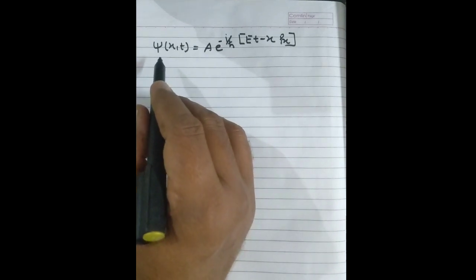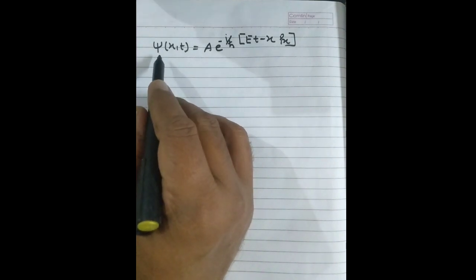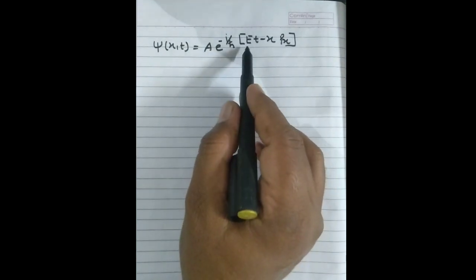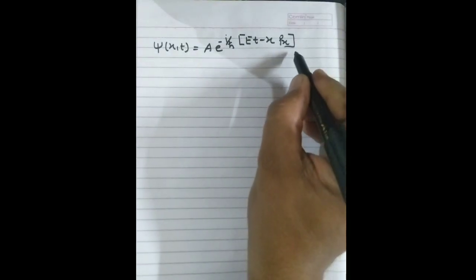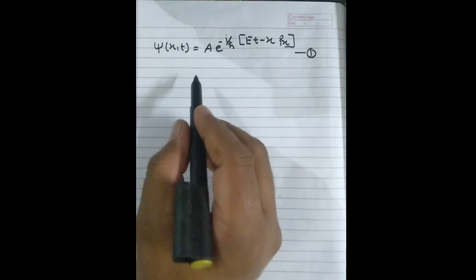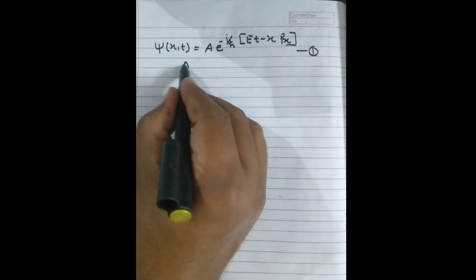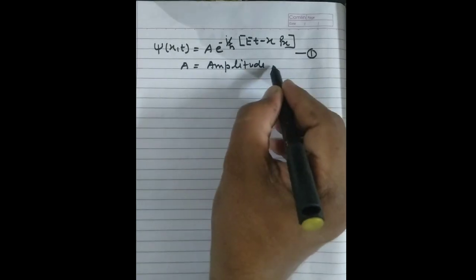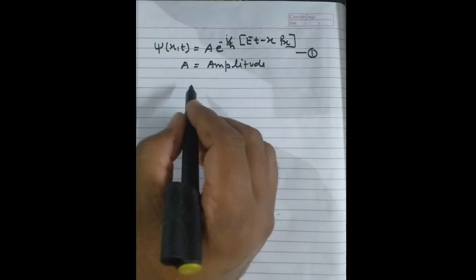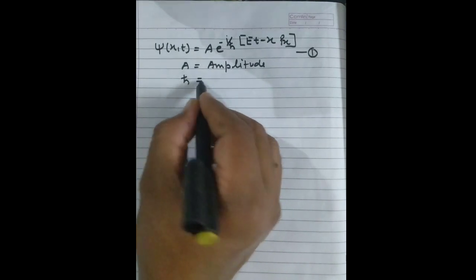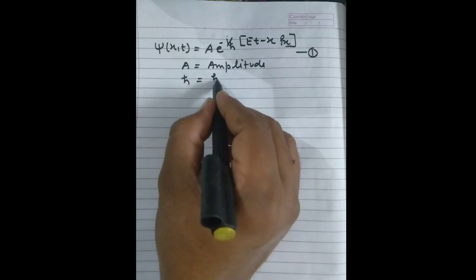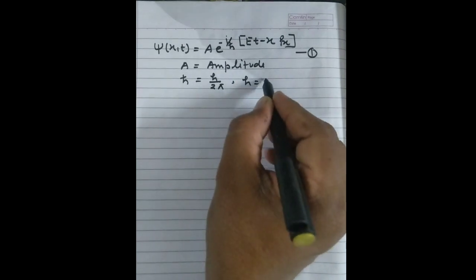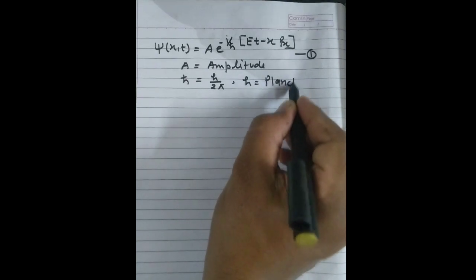Then the wave function associated with the moving material particle can be taken as psi of x comma t equal to A e raised to the power minus i over h cross (E t minus x p_x). Here A represents the amplitude of the wave, while h cross is a constant given by h over 2 pi, where h is Planck's constant.